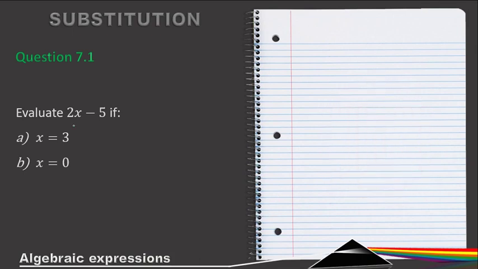Question 7.1. So we need to evaluate this. For A, if I have 2x minus 5, and my value for x is 3, then replacing x with 3, 2 times 3 is 6, minus 5, and 6 minus 5 is 1. For B, x is equal to 0. So if I have 2x minus 5, and my x is 0, then 2 times 0 is 0, minus 5 is just minus 5.